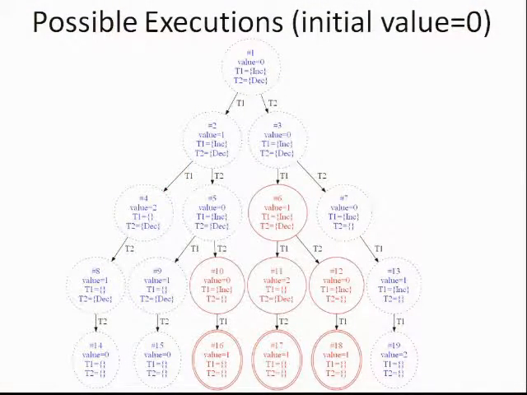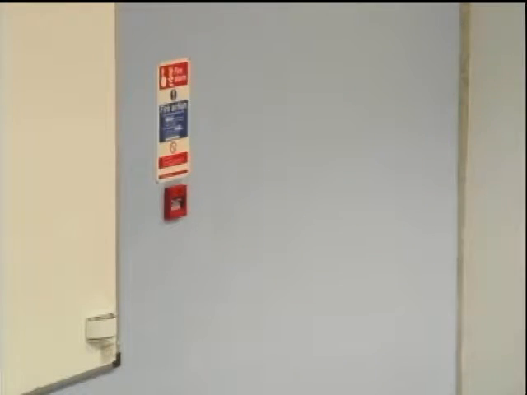I hope it's not too bothering, but this is what's going on here. I'm showing you the whole execution, which started with value zero. And I'm showing you the operations here, the increment and decrement and so on. There is a difference between different nodes. These are all good nodes. These nodes here represent bad executions.